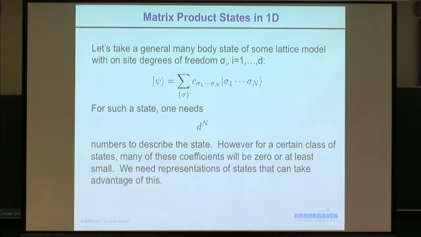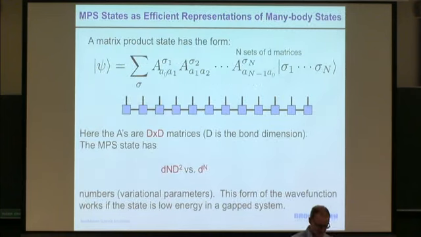Now, at least, I mean, this is a lot of numbers, but at least for a certain number of states, particularly states like the ground state or low-lying excited states, we won't need d to the n coefficients to describe such a state. So we need representations of wave functions that can take this fact into account.